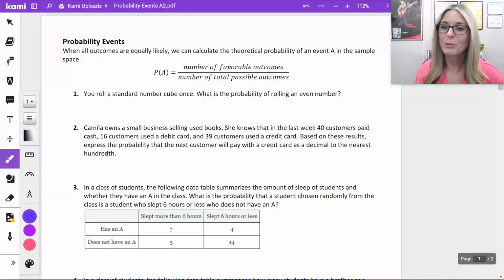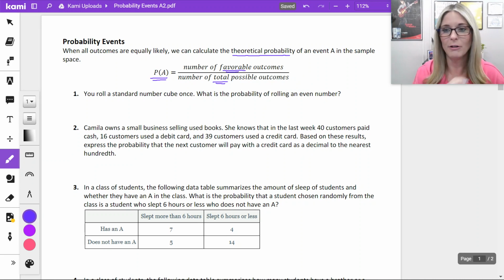Today, we're going to look at probability events. When all outcomes are equally likely, we can calculate the theoretical probability of an event A in the sample space. We can notate that here below. I've written P of A, or the probability of event A, is going to be equal to the number of favorable outcomes, the ones that I'm looking at, divided by the total number of possible outcomes. That's how you find any probability.